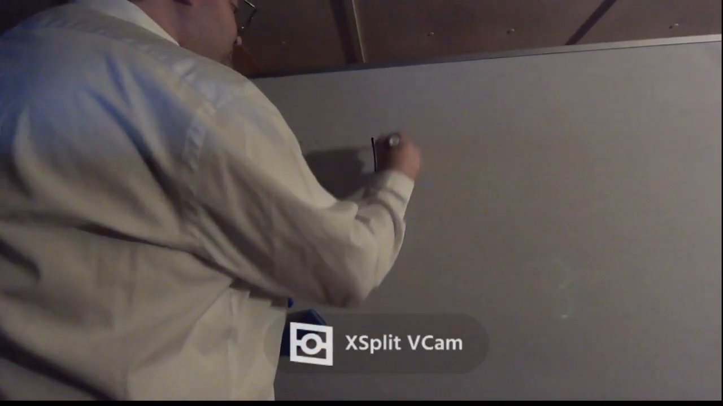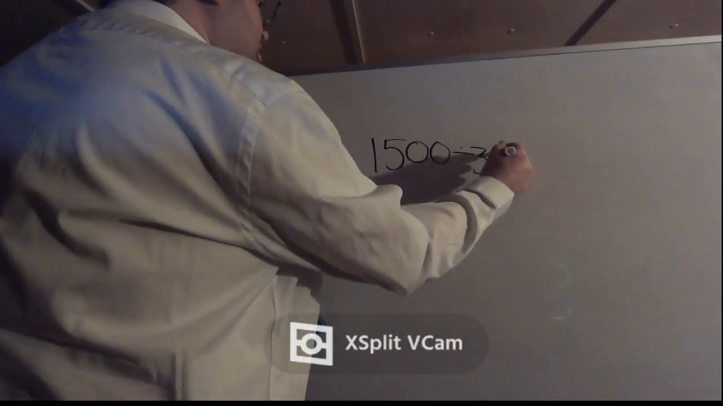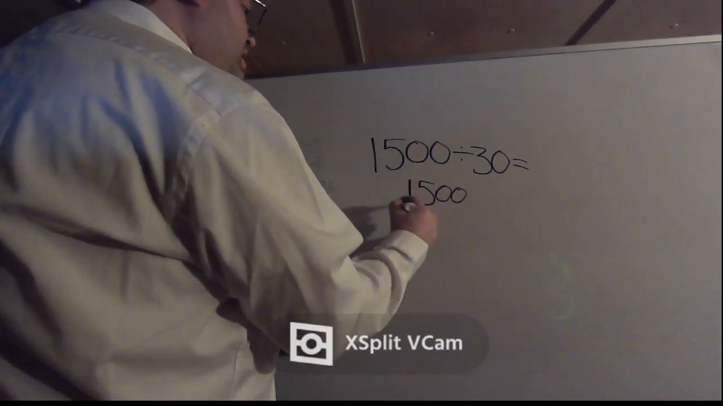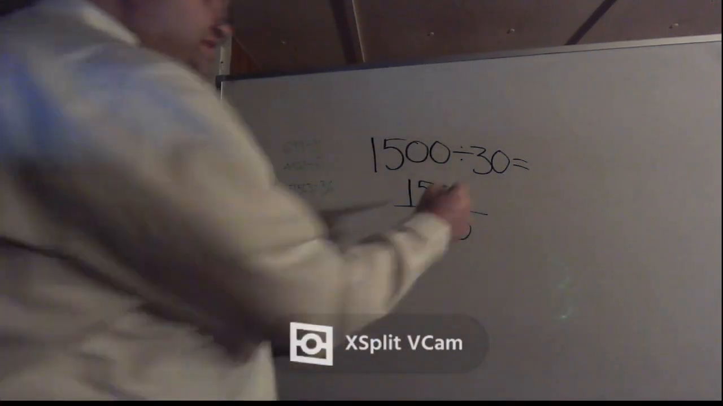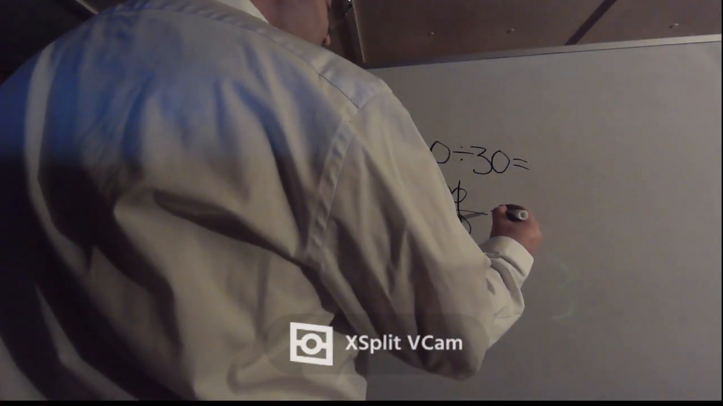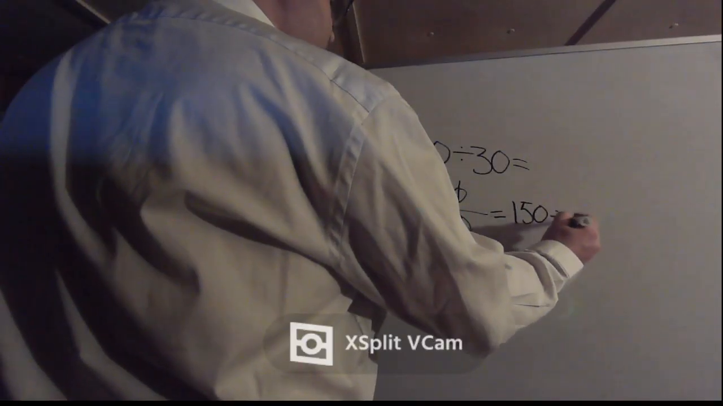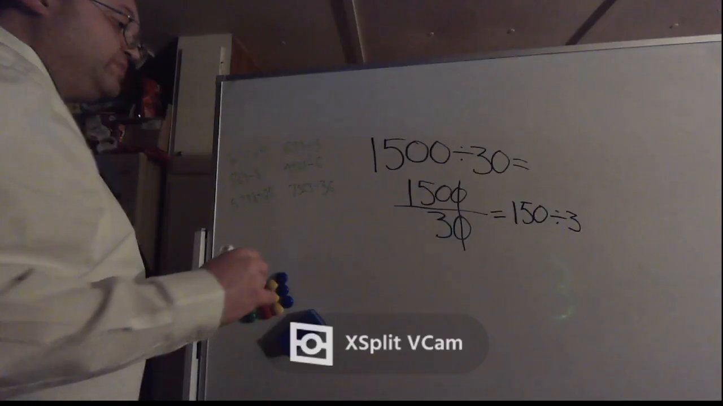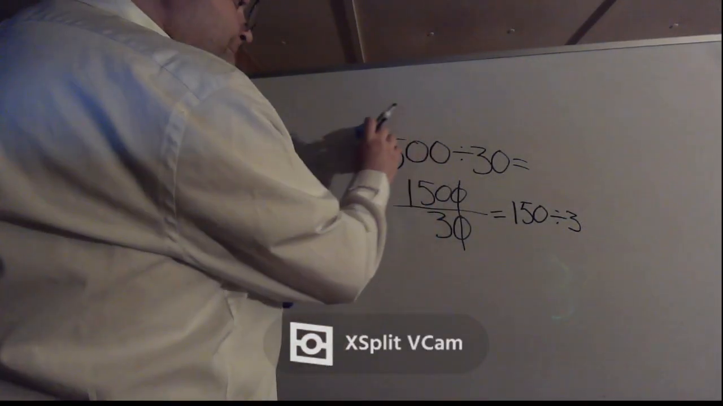Well, let's say I had 1,500 divided by 30. Let's up the ante a bit. That's going to be equal to 1,500/30. Well, you can still cancel out 1 zero. That's fine. What you're left with now is 150 divided by 3. This is where we can break and do long division.